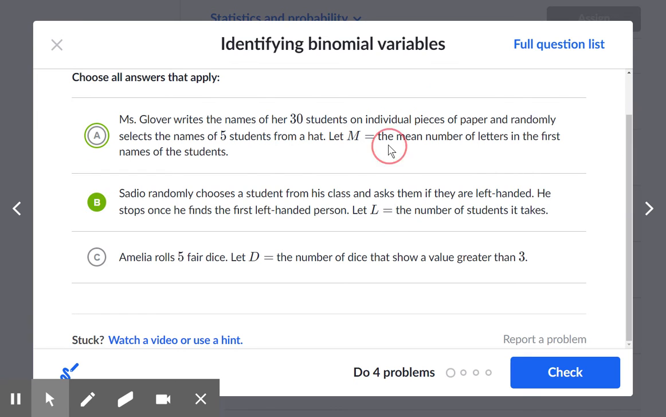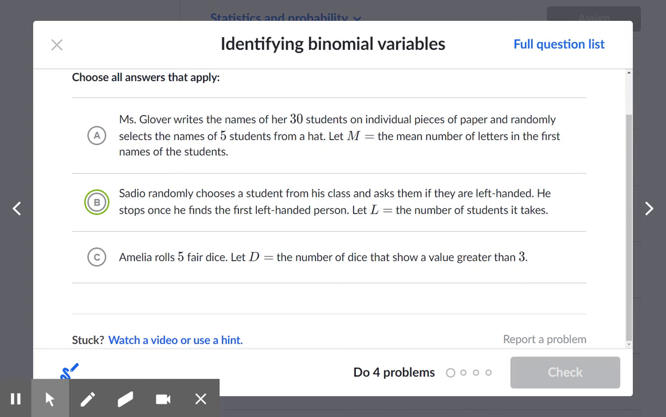So how about B? Sadio randomly chooses a student from his class and asks them if they are left-handed. He stops once he finds the first left-handed person. So this is not a binomial. In fact, this is a geometric because the number of trials is not fixed. What if the very first person he asks is left-handed? Then the trials stop at 1, right? N stops at 1.